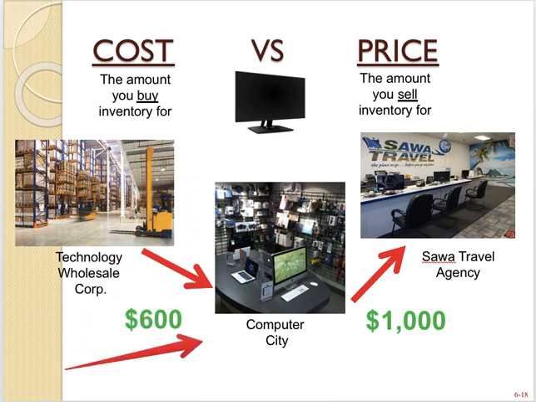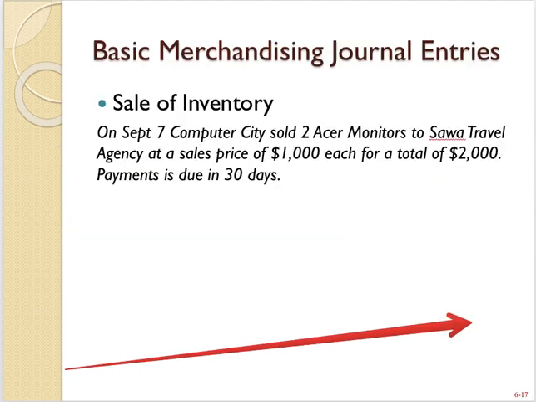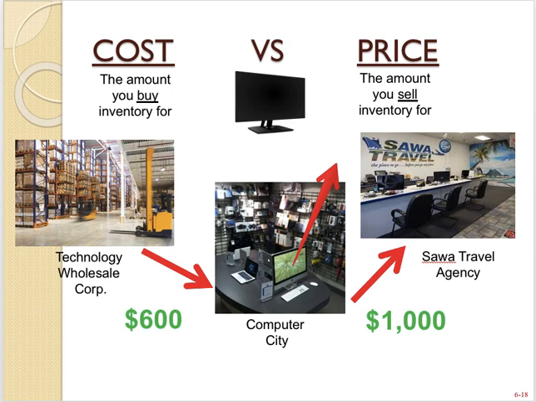Now in this second transaction, this sales transaction, they're selling them for $1,000 each. Let's go back to the problem here. Now it says the monitors had a sales price of $1,000 each. So now the selling price, meaning what they sold it for, is $1,000. So you've got these two different values to deal with. Just keep that in mind, cost versus price.